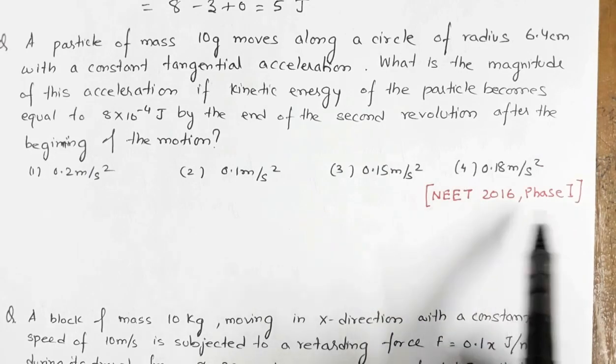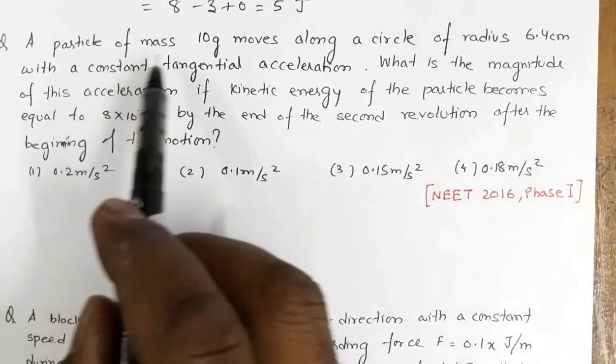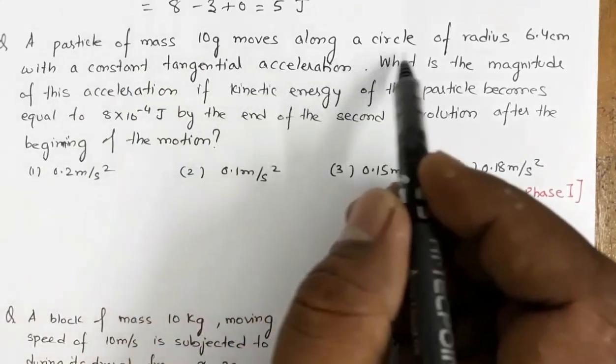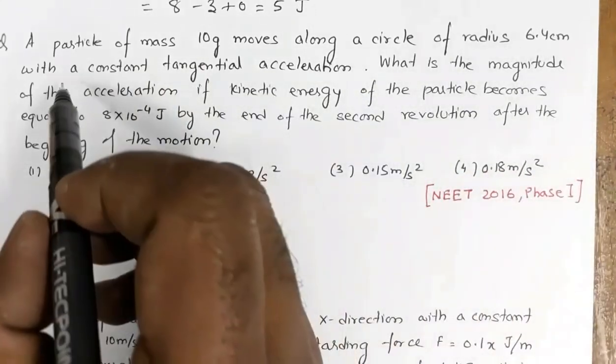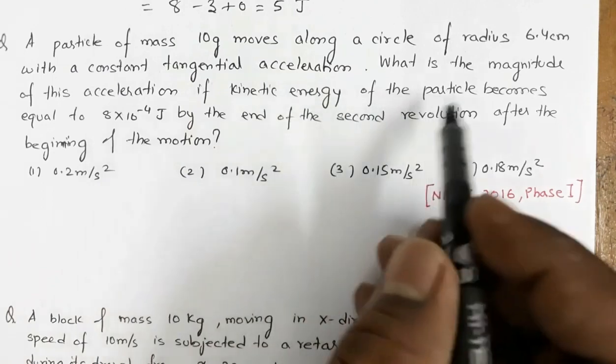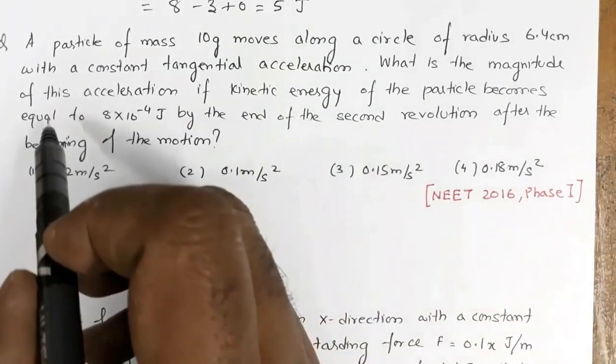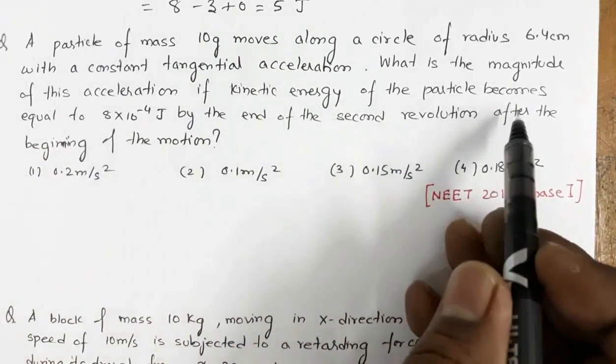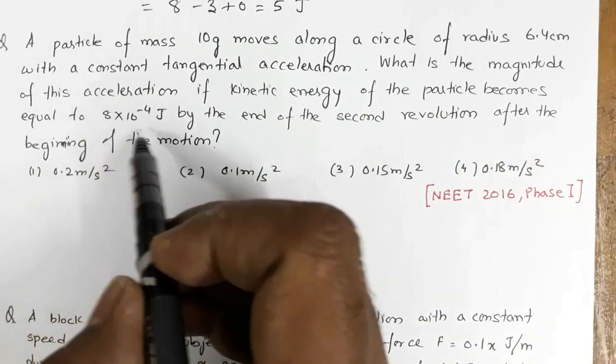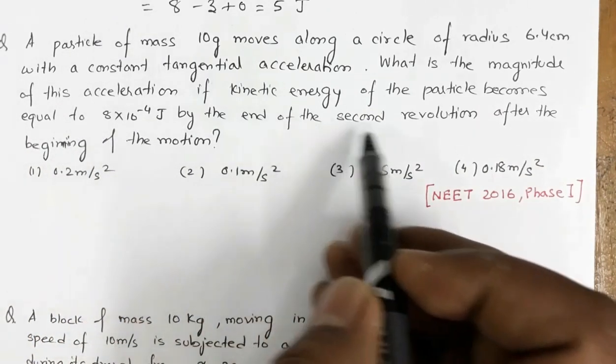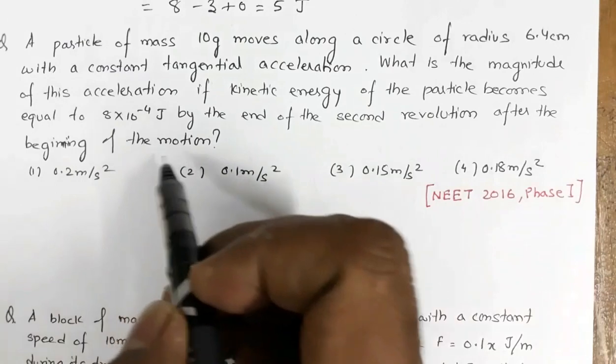So this is from NEET 2016 phase 1. A particle of mass 10 gram moves along a circle of radius 6.4 centimeter with a constant tangential acceleration. What is the magnitude of this acceleration if kinetic energy of the particle becomes equal to 8 into 10 power minus 4 joule by the end of second revolution after beginning the motion?